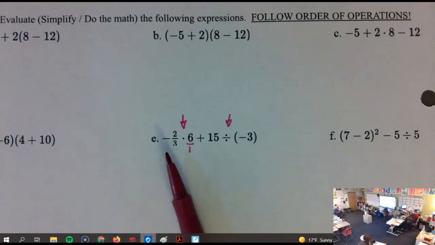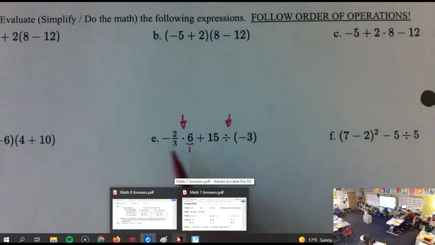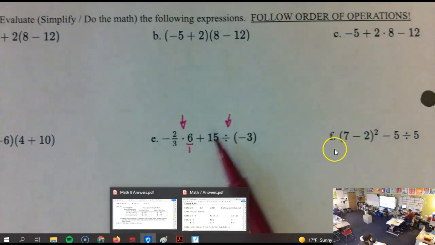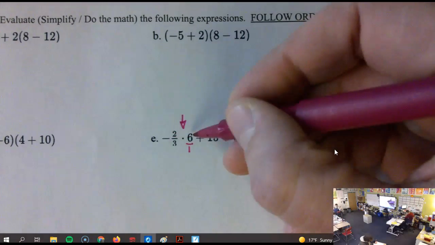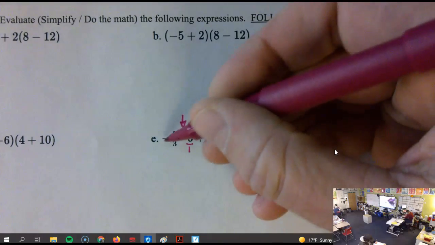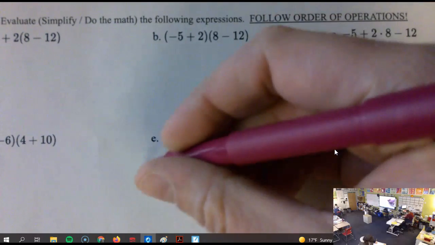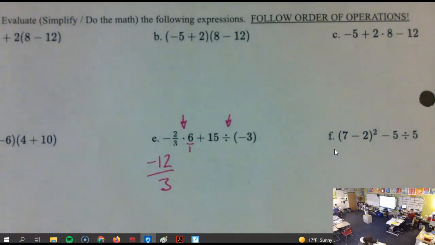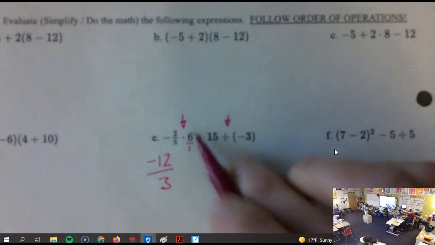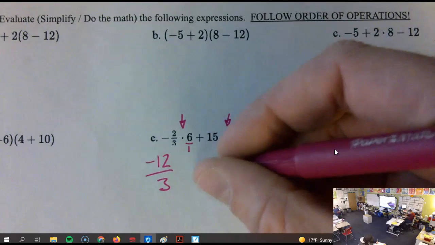All right. So for E, we're going to make the 6 into a fraction because any number can become a fraction. So now multiply across the top, multiply across the bottom. And I like to take my negative in the numerator. So that becomes negative 12 over 3. Any questions on how I got negative 12 over 3 from those first two numbers?